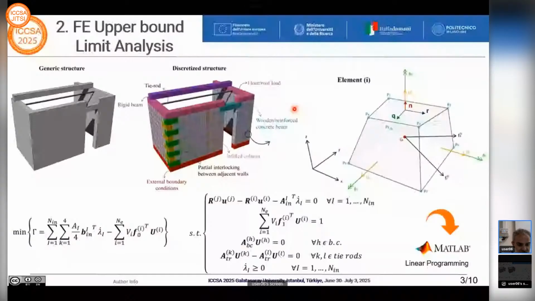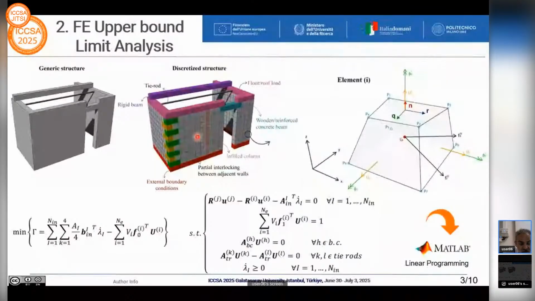We are at the 6th version at present, and it basically discretizes any kind of three-dimensional masonry structure by means of a discretization that is constituted by 3D infinitely resistant hexahedron elements that interact with four-noded interfaces.